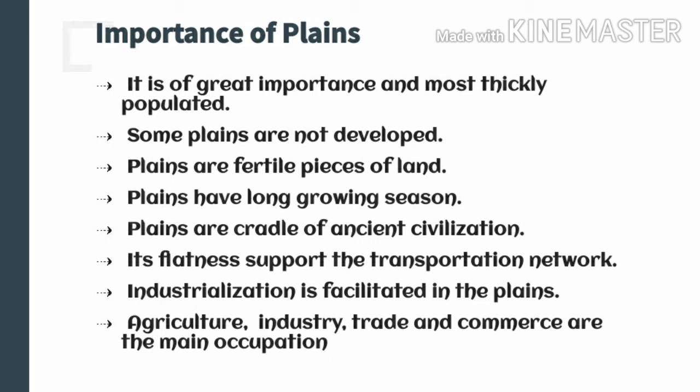On the whole, we can see that the depositional plains, especially the alluvial plains, are very fertile pieces of land. The plain regions also have the advantage of a very long growing season, which helps in the growth of many crops. Especially in the tropical plain region, crop rotation can be done, and different varieties of crops can be grown because of the very long growing season.